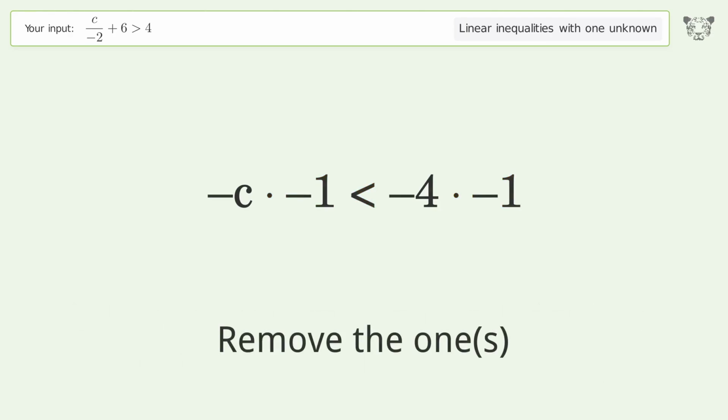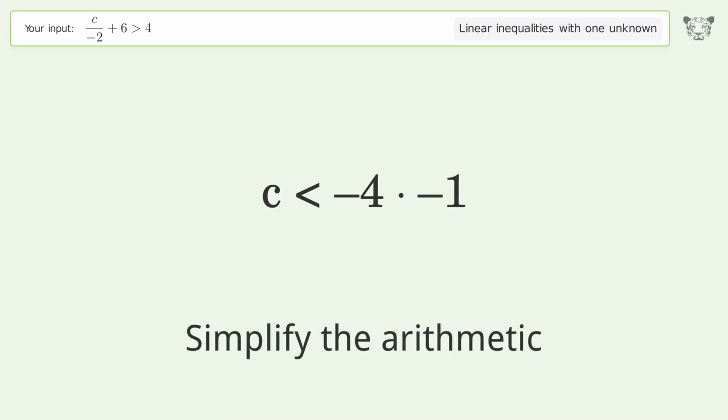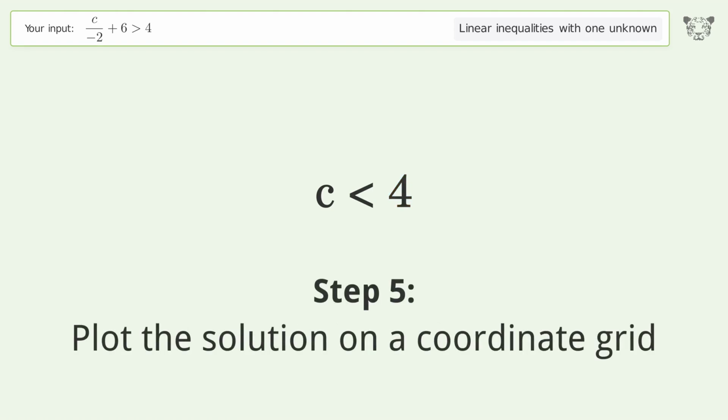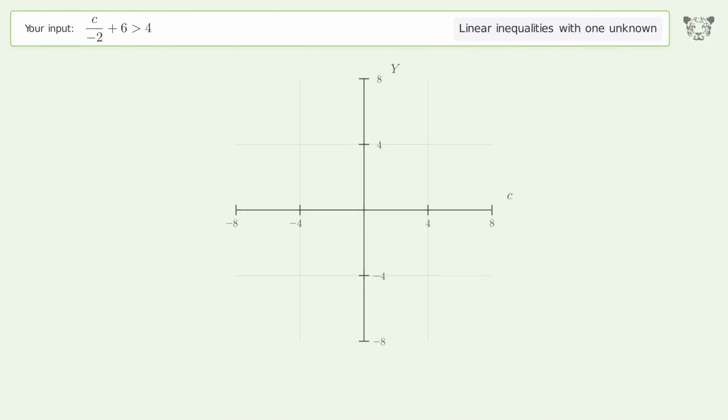Remove the ones. Simplify the arithmetic. Plot the solution on a coordinate grid. And so the final result is c smaller than 4.